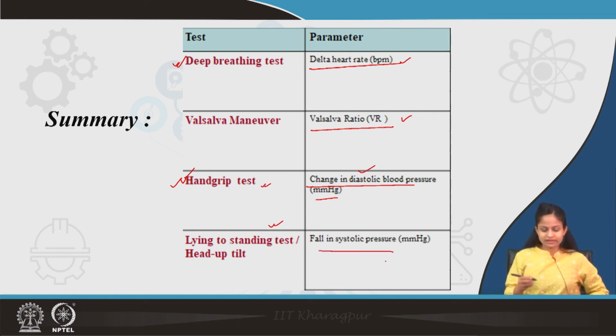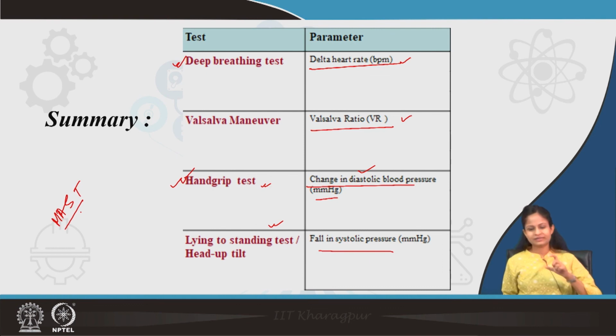The other test which I also mentioned is the mental arithmetic stress test. Usually we give a mental arithmetic task to the subject, and before the task we record the baseline values. We are measuring the ECG and the blood pressure. During the test we measure the same parameters, and post-recovery, that means after the test, we measure the same parameters, the blood pressure and the ECG.